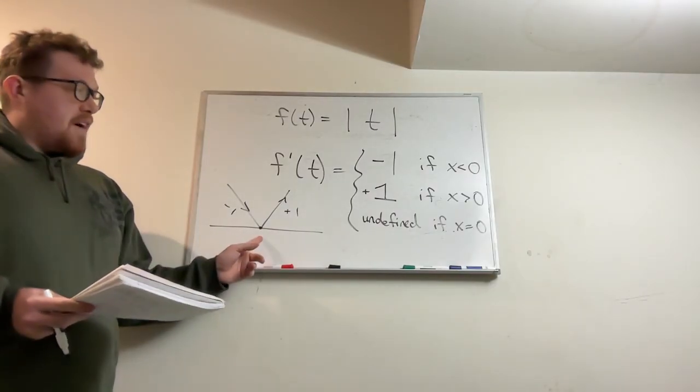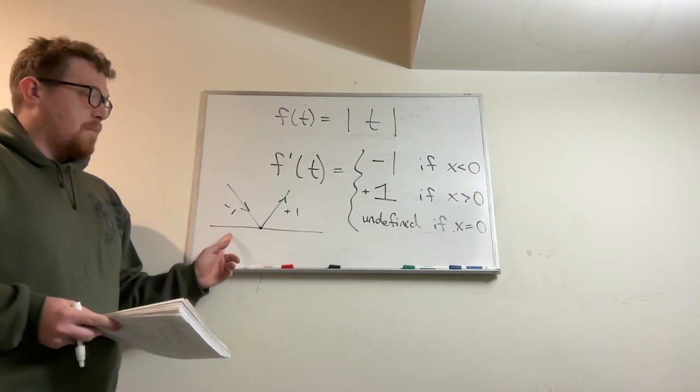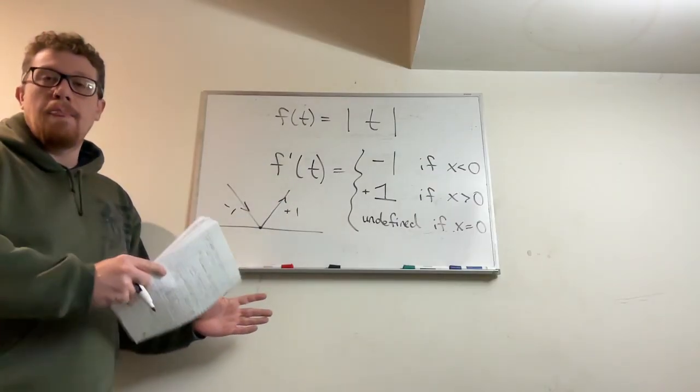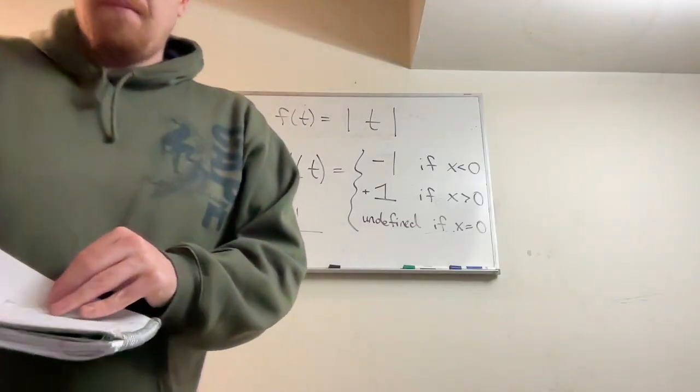Okay, so it's undefined at 0. There is no derivative for this absolute value function at 0. It just abruptly goes from a slope of -1 to 1 without any sort of smooth change. Right?